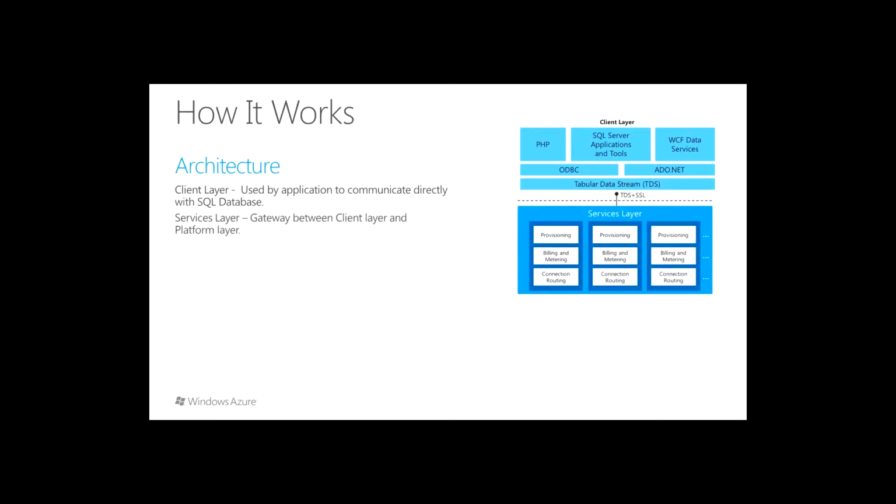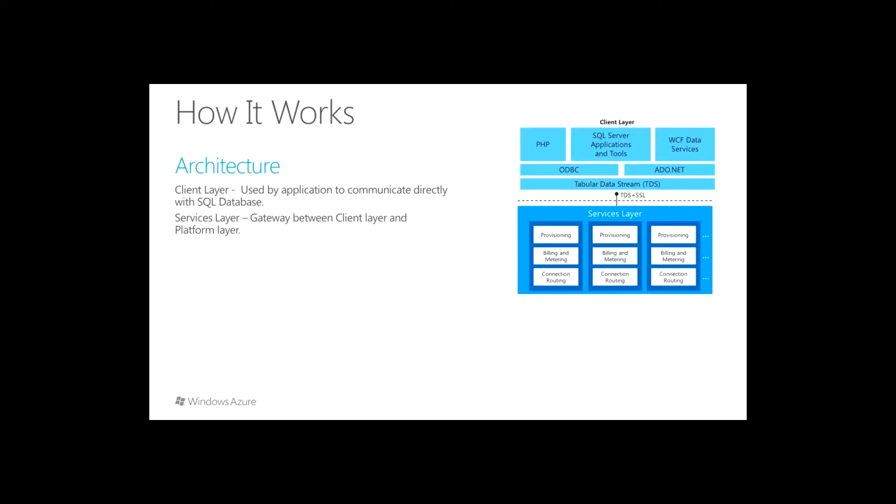Underneath that, you still have the services layer. This is the one layer that's different from on-premise, where we have this additional services layer. It is the gateway between the client layer and the actual hardware, or the platform layer, on the back end. When you're connected to SQL Azure, your connections really go through this services layer. As you can see, it does three things: the provisioning, the billing and metering, and the connection routing.